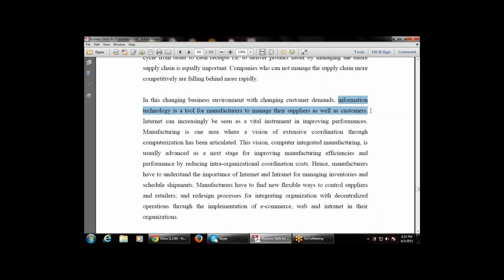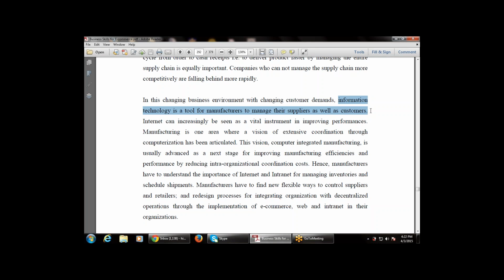Internet is increasingly seen as a vital instrument in improving performance. That is, in IT, the internet is one of the major tools, a vital instrument that is used in improving performance. Manufacturing is one area where a vision of extensive coordination through computerization has been articulated. That is, there is a need for the internet in the case of manufacturing.